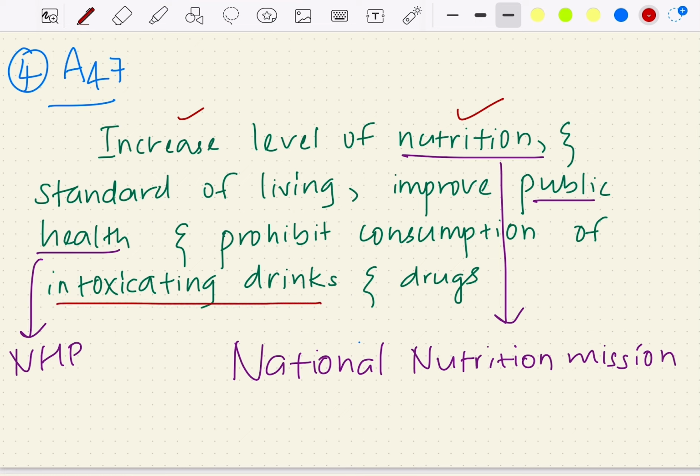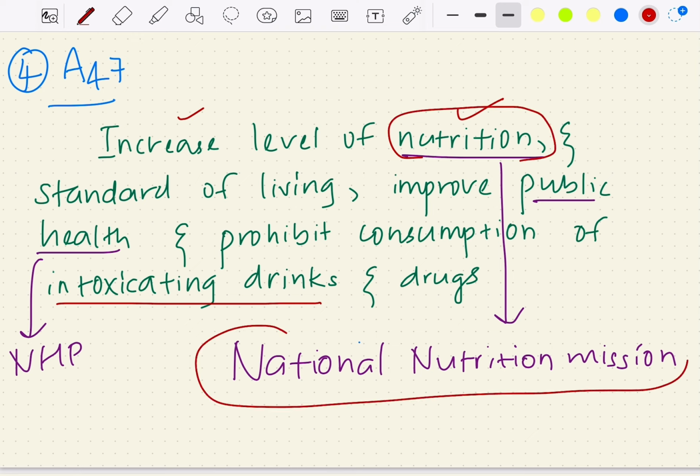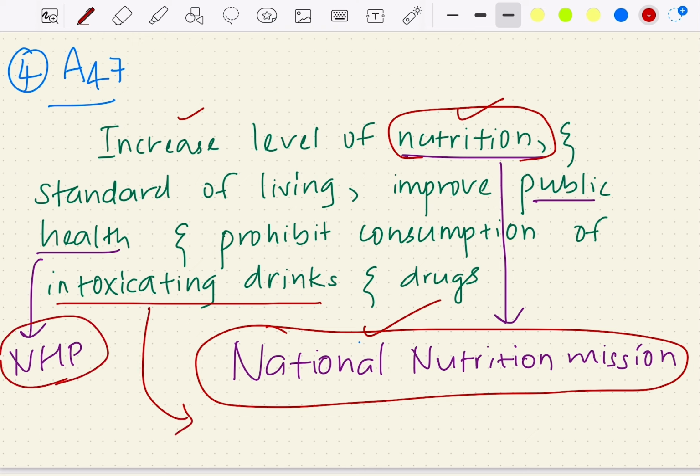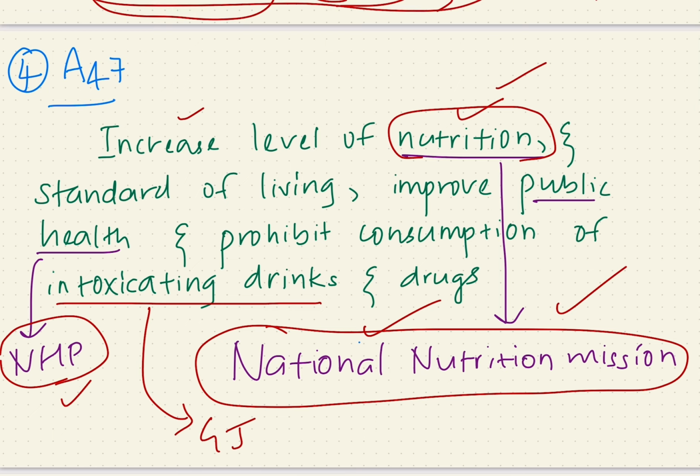For that reason, to increase the level of nutrition, the government has come up with ideas like the National Nutrition Mission. For health, we have the National Health Policy. For intoxicating drinks and drugs, since this is an idea of Gandhi, on the day of Gandhi Jayanti all these shops will be closed, right? For nutrition there are a lot of welfare schemes that the government has brought up, and one such is the National Nutrition Mission. We have the National Health Policy, etc. So this is about Article 47.